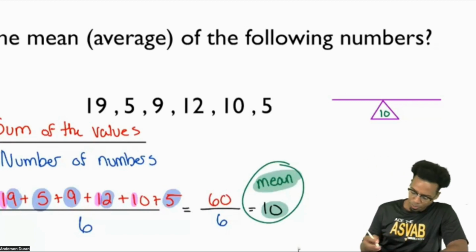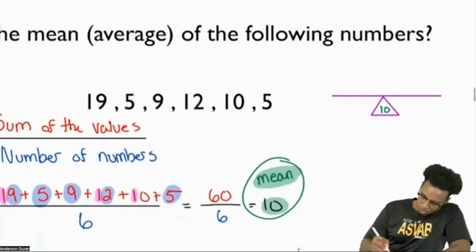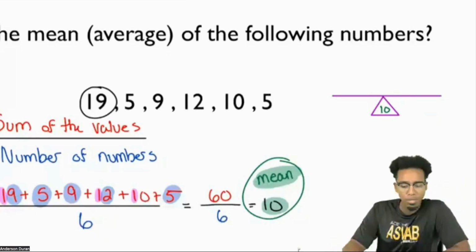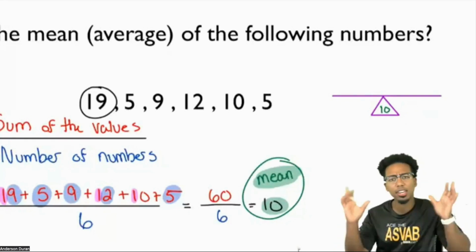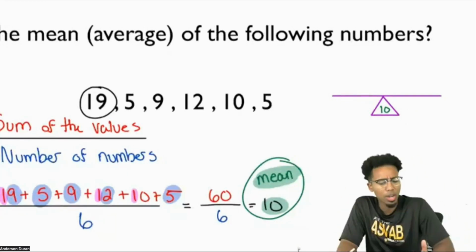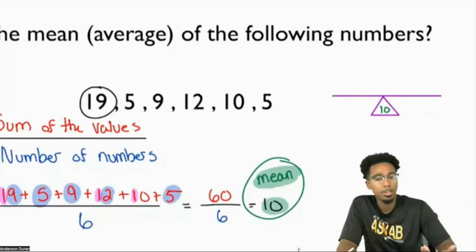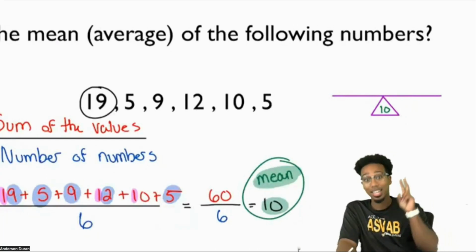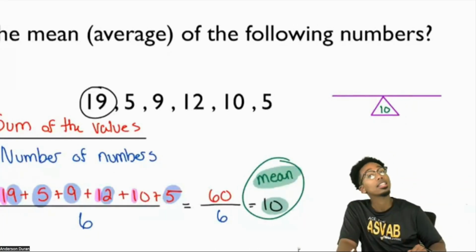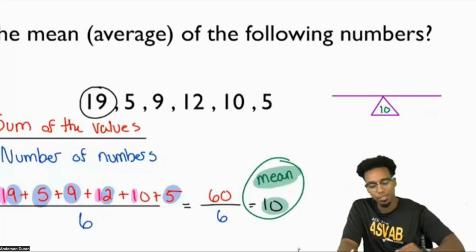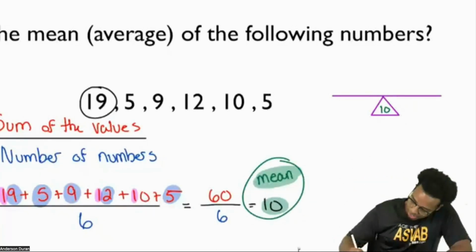So everybody, 19, where does 19 belong? Is 19 going to be to the right or to the left of that 10? If I'm drawing it on a balance scale, it should be on the right side because it's more than it. So anything more than that 10, I'm going to put it on the right. Anything less than 10, I'm going to put it on the left. So watch this. 19, I'm going to put 19 over here.